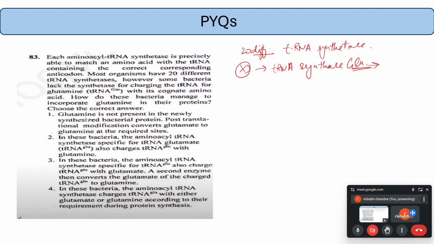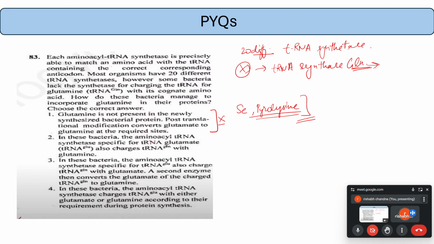So the first option states that glutamine is not present in the newly synthesized bacterial protein. Post translation modification converts glutamate to glutamine at all required sites. So this statement is wrong, because the amino acids formed by post translation modification are selenocysteine and pyrrolysine only. So no other amino acids are formed by this PTM. So the first option is wrong.